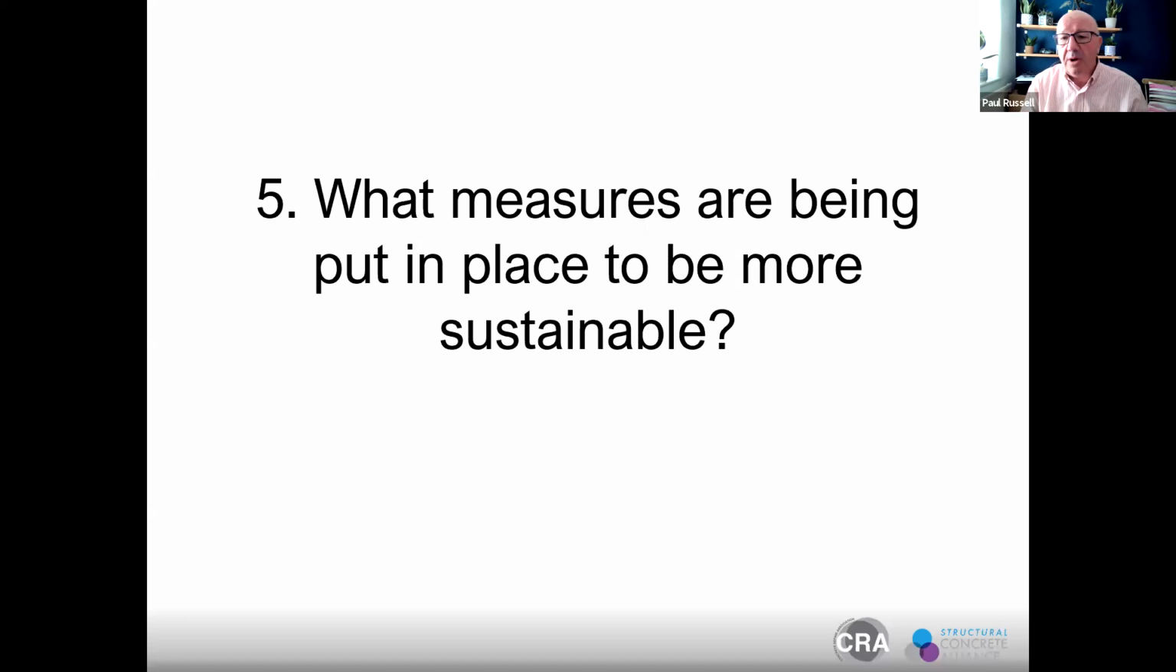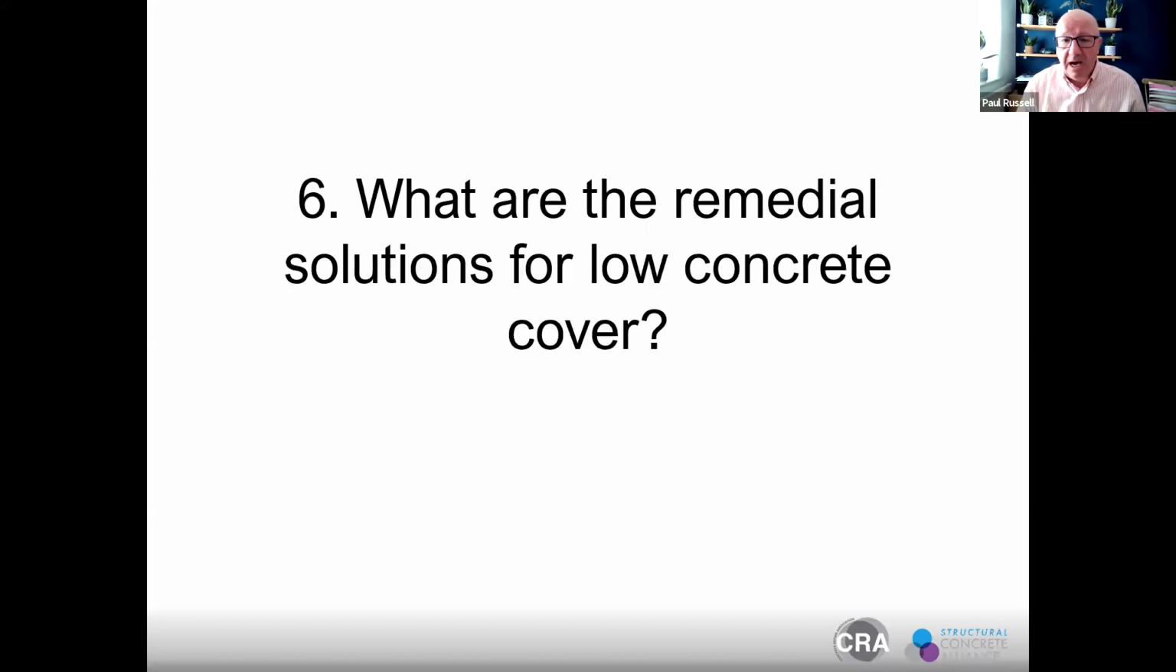Let's move on to our next question, question 6. Interesting question this. What are the remedial solutions for low concrete cover? And perhaps Paul, would you like to take us on that one?